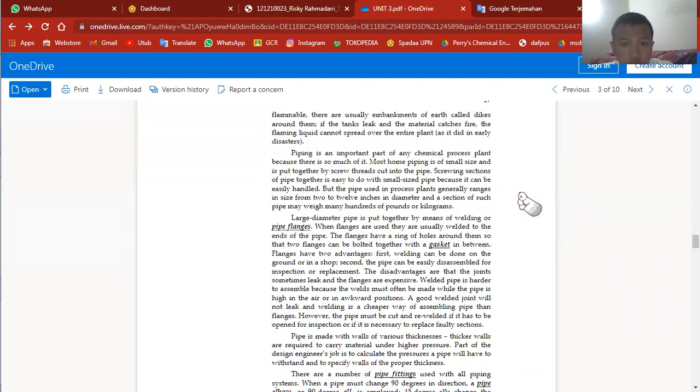Piping is an important part of a chemical process plant because there is so much of it. Most home piping is of small size and is put together by screw threads cut into the pipe. Screwing sections of pipe together is easy to do with small-sized pipe because it can be easily handled. But the pipe used in process plants generally ranges in size from 2 to 12 inches in diameter, and a section of such pipe may weigh many hundreds of pounds or kilograms.